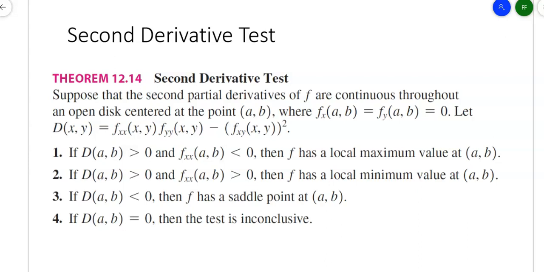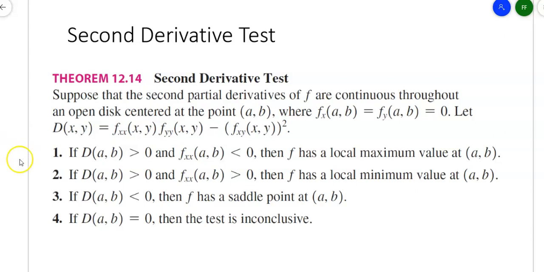If the determinant is positive and the partial with respect to x twice is positive, then you've got a local min. If it's negative, then you've got a saddle point, and if it's 0, then it's inconclusive. And there is an analogy to this with Calc 1 type things. You had a second derivative test that talked about the second derivative being positive and negative. The same thing happens here.